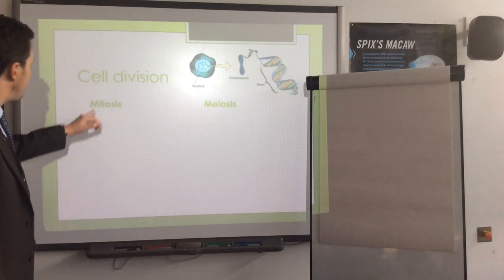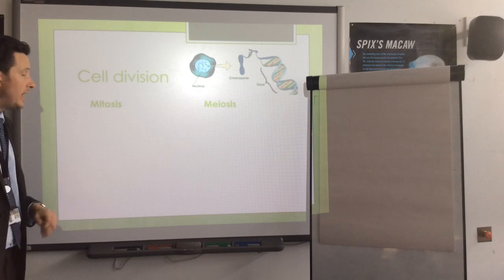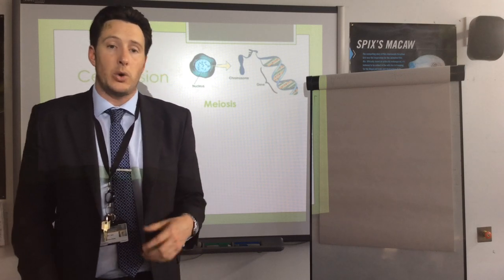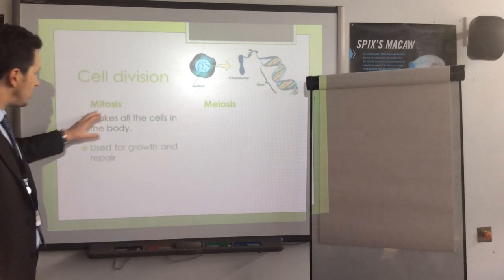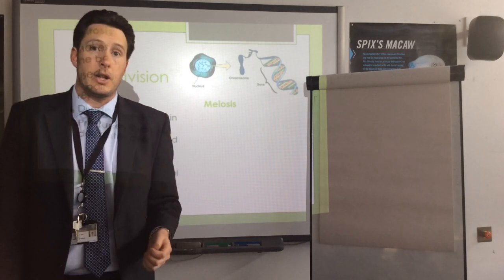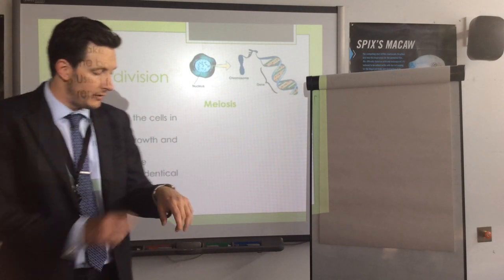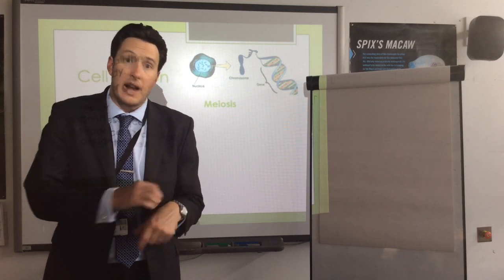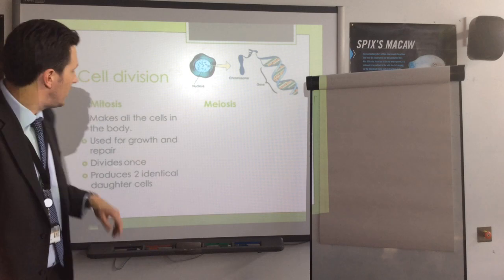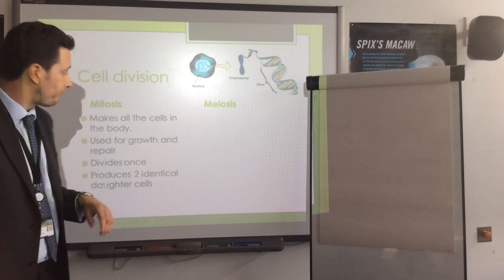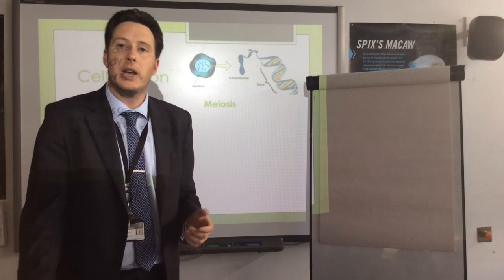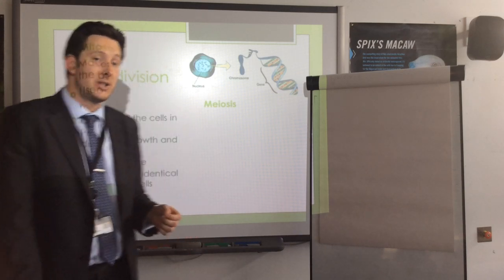Mitosis is the one that happens everywhere in our body. It's used for growth and repair, so it makes all the cells in the body. If we cut ourselves, that will heal up and the cells will divide to heal over the cut by mitosis. I remember mitosis by: mitosis made my toes.